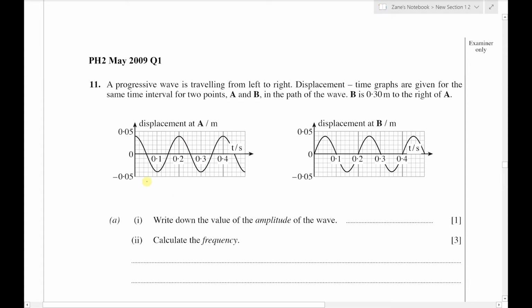Well, remember that the amplitude is the maximum displacement of the wave, and if we look at that, we can see that the maximum displacement, reading the scale carefully, is 0.04 meters.